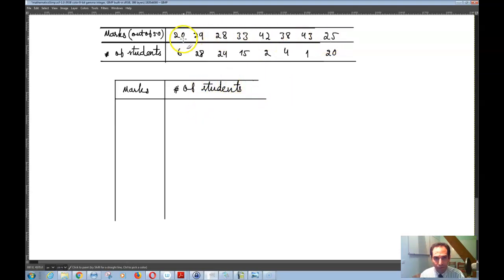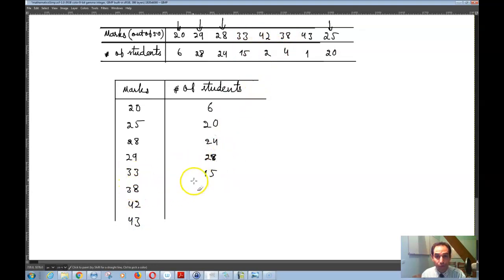So I can write, for example, 20, frequency 6. Then I have 25, the frequency is 20. And then I have 29, 28. I'm sorry, I already had 28 here, so 28, 24, and 29, 28. Then you have 33, 38, 42, and 43. And 33 is 15, 38 is 4, 42 is 2, and 43 is 1.